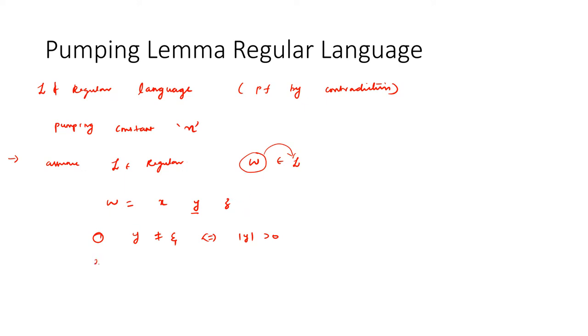So the second condition is the length of xy should be less than or equal to n. By n I mean the pumping constant here, right? And third is for all k greater than or equal to 0, it happens that x y repeated k times z is also in L.